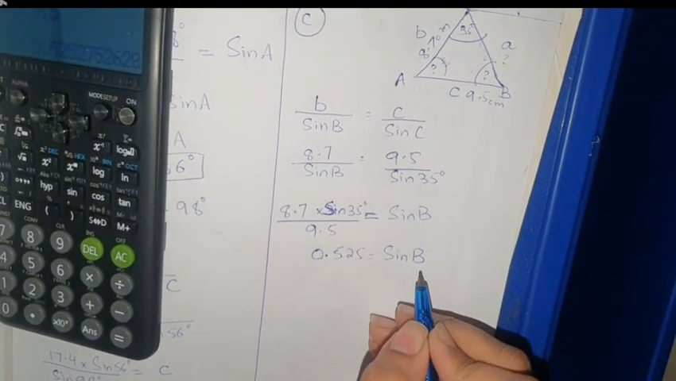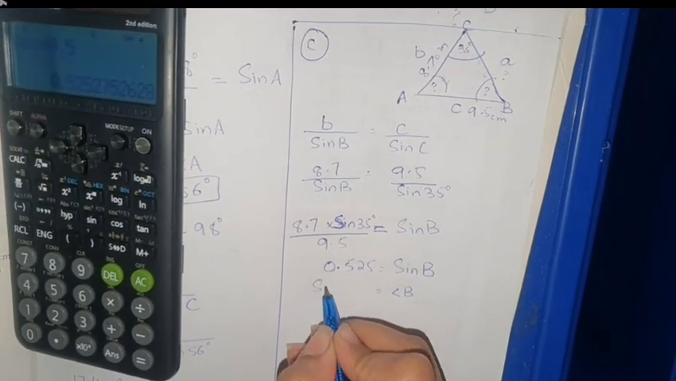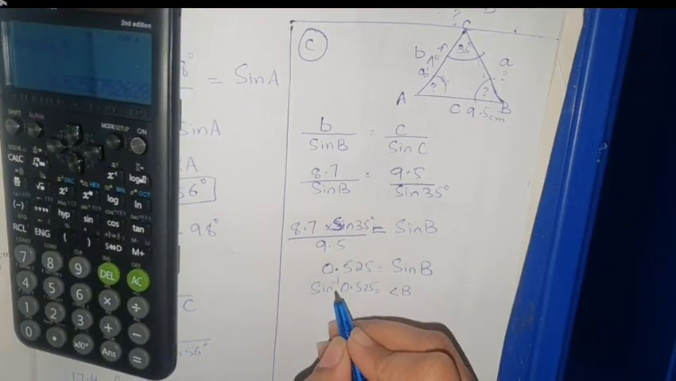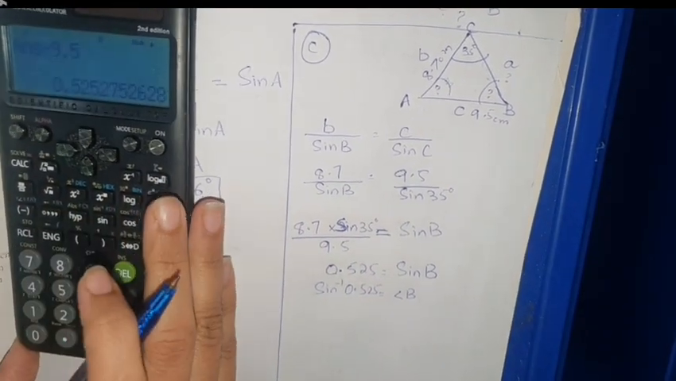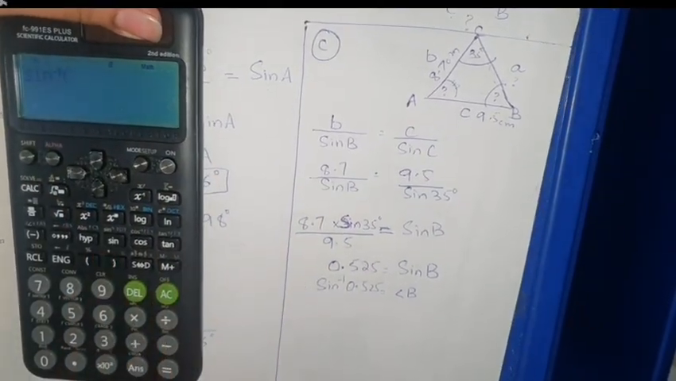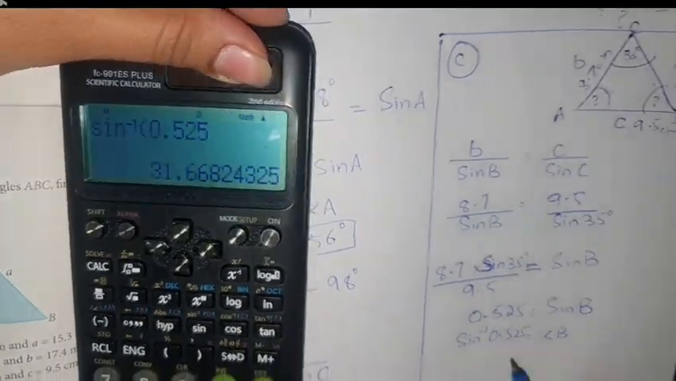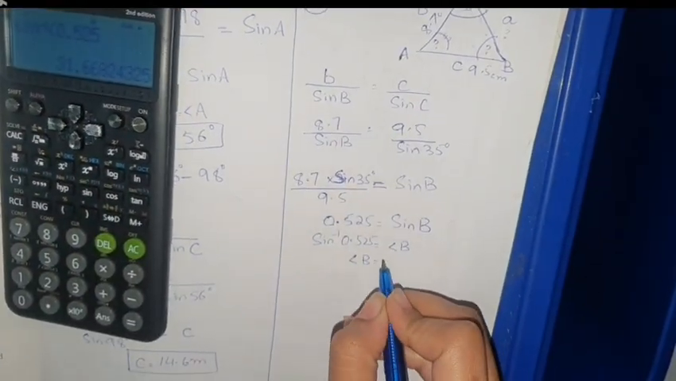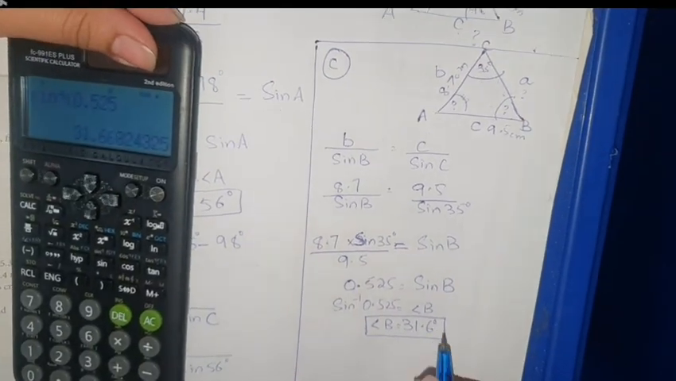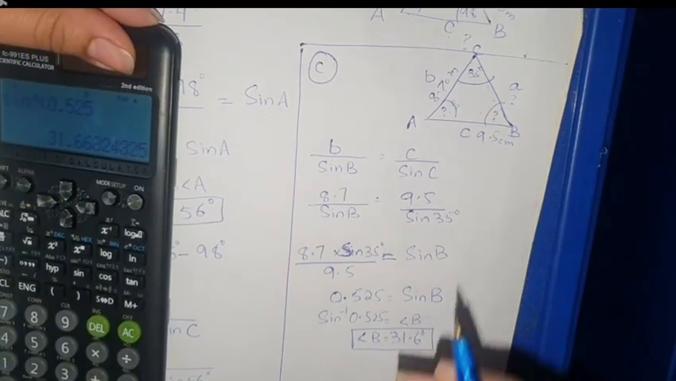Now we have to find angle B. For angle B we have to find the sine inverse. So sine inverse of 0.525. I have shifted sine on this side, so it will be inverse. Now again use your calculator, press shift, then sine, 0.525, so it is equal to 31.6 degrees. Angle B is equal to 31.6 degrees. Now we know angle B, side B as well, angle C and side C. Now what we have to find out is angle A.